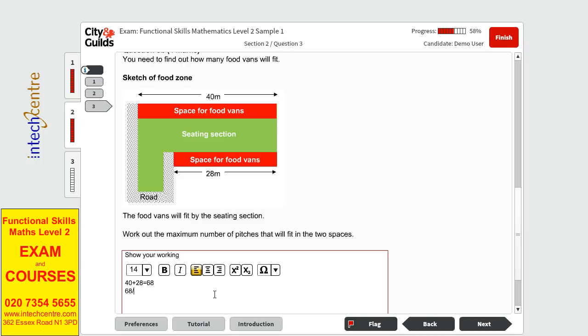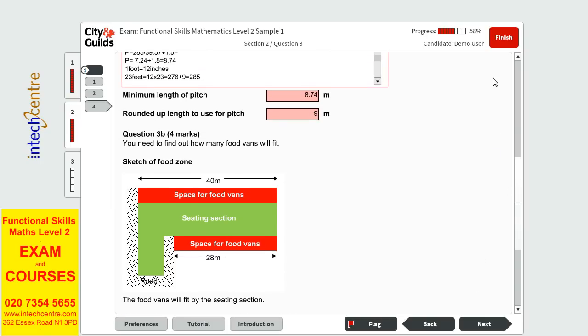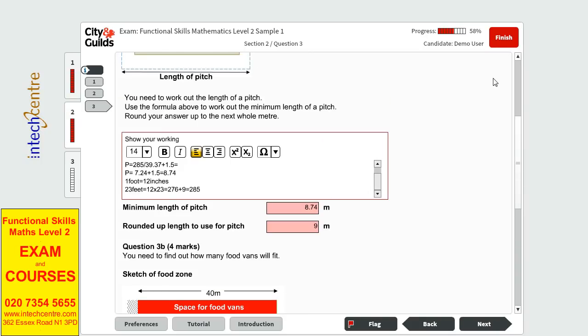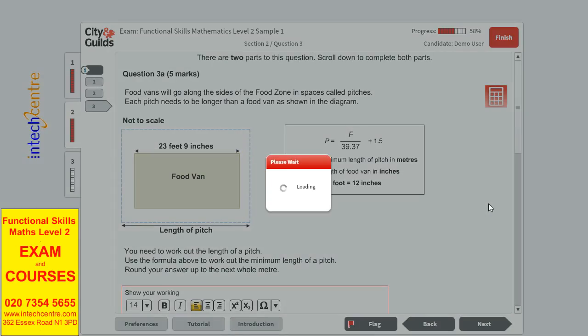Now 68 divided by 9, let's see what answer we will get. Let's find a calculator.